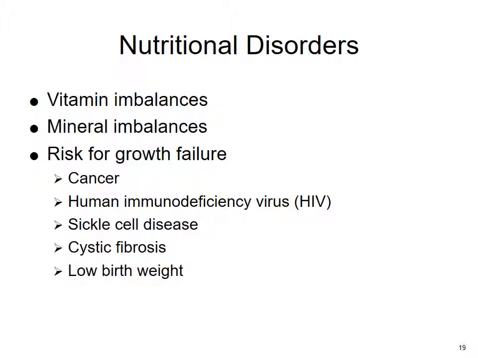Some common nutrition disorders in children include vitamin imbalances, mineral imbalances, and risk for growth failure. Some conditions that place a child at higher risk for growth failure include cancer, HIV, sickle cell disease, cystic fibrosis, and low birth weight. And we will talk about those top 4 disorders in their respective sections later in the course.